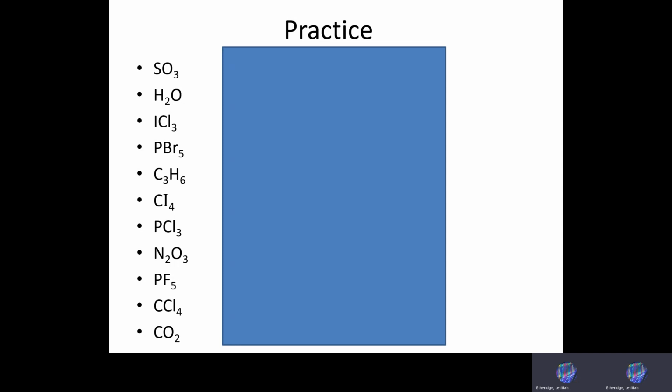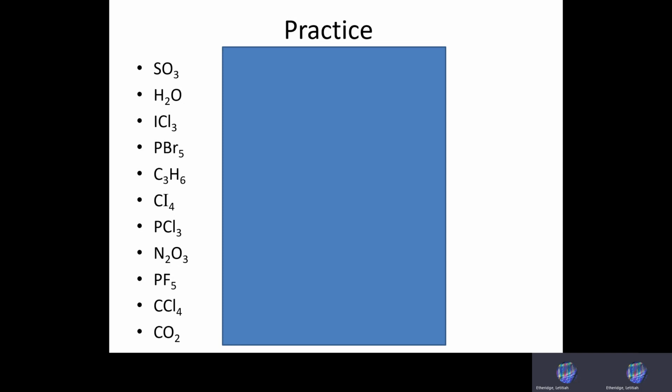The answer to that is going to be iodine trichloride. Okay, PBr5, once again. Phosphorus does not have more than one, so it does not need a prefix. Bromine has 5 though, so now we need to use the prefix for 5. That would be penta. So the answer is phosphorus pentabromide.